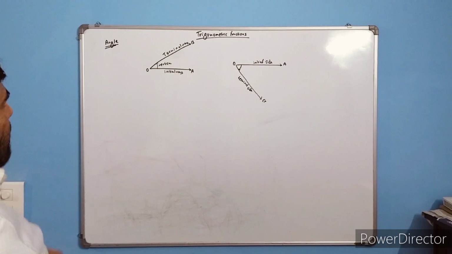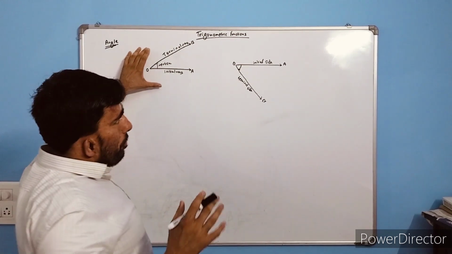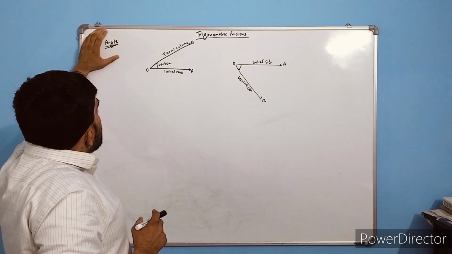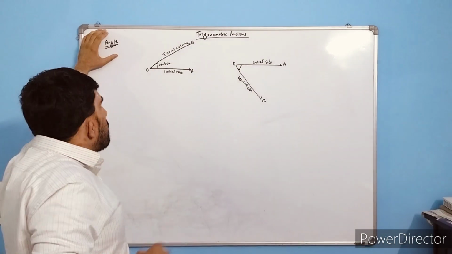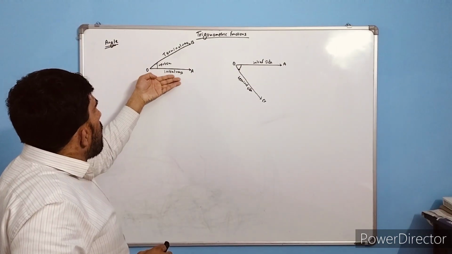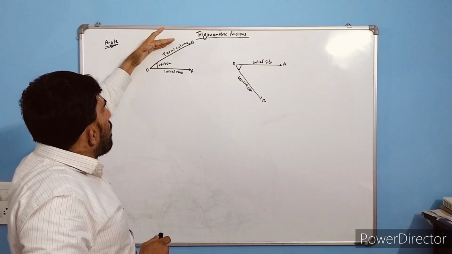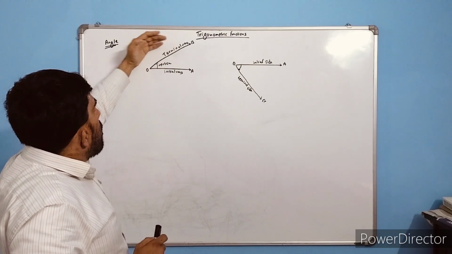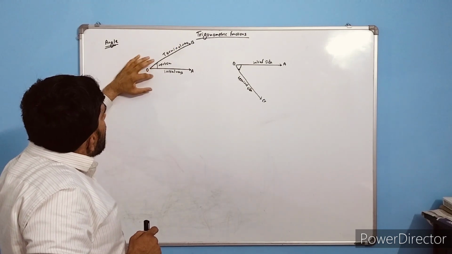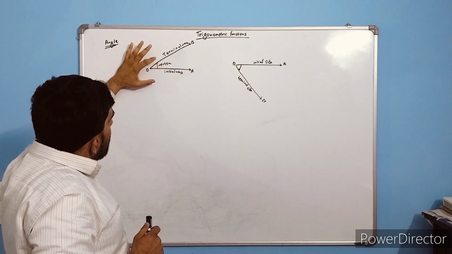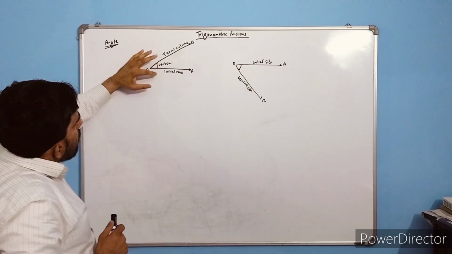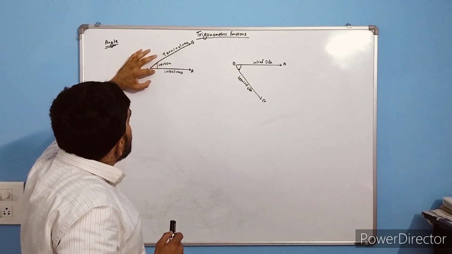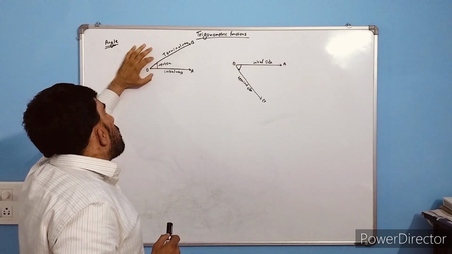So now in this we can see that I have made two figures. Now I am trying to make angles. That is the initial ray, that is the terminal ray. The angle is the amount of rotation, the measure of rotation from initial to terminal ray.